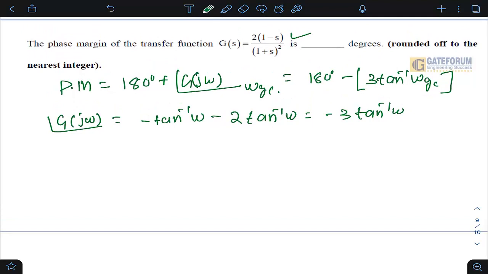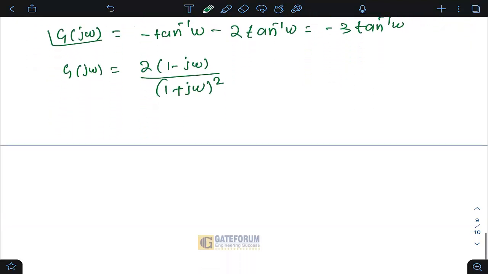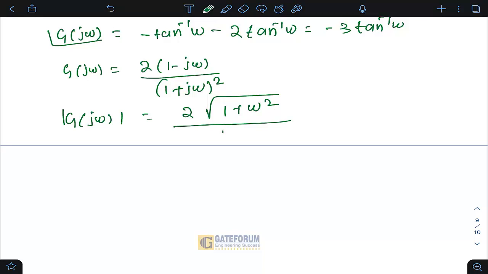If I ask you what is your G of j omega, it is 2 into 1 minus j omega divided by 1 plus j omega whole square. If I ask you what is the corresponding magnitude of G of j omega, this is basically how much? 2, and this will be square root of 1 plus omega square divided by 1 plus omega square, because one term will contribute square root of 1 plus omega square, and again one more term will be the same, so when multiplied, the square root will be gone because of the square factor.